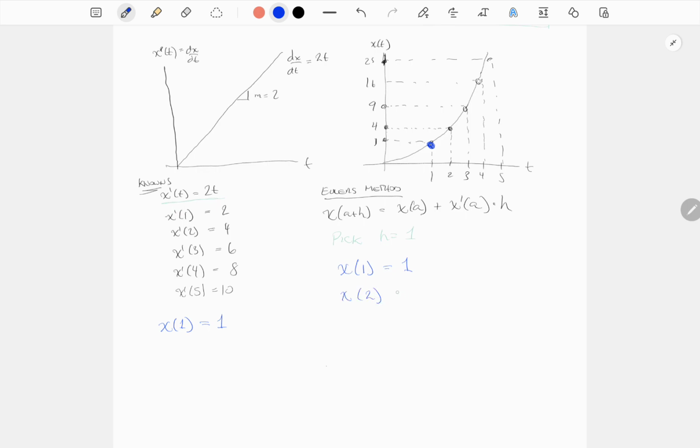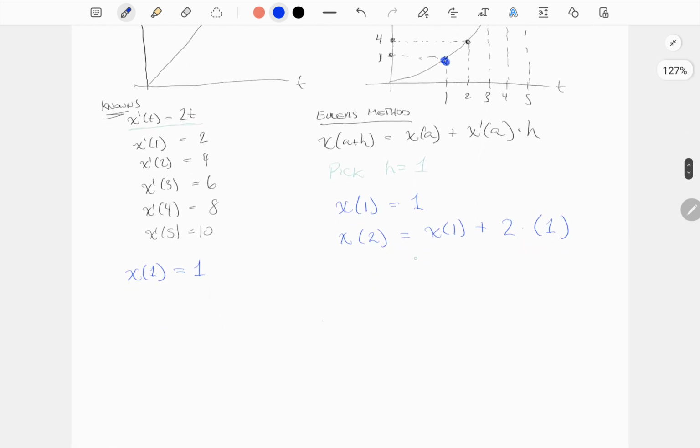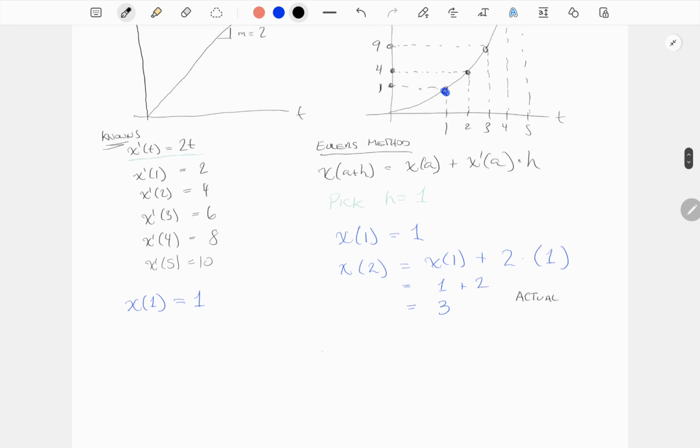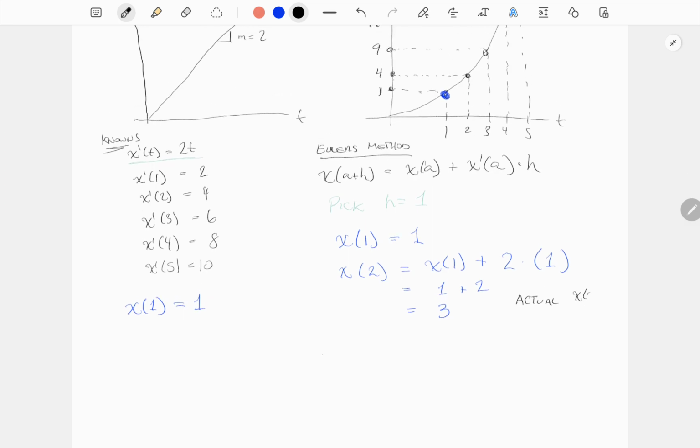x at 2 equals, well, we need x at 1 plus the slope x prime at 1. Well, that is 2. And what is h? That is 1. So what is x at 2? Well, x at 1 is 1 plus 2, which gives us 3. The actual x at 2 is actually 4. So we're off by 1 here.